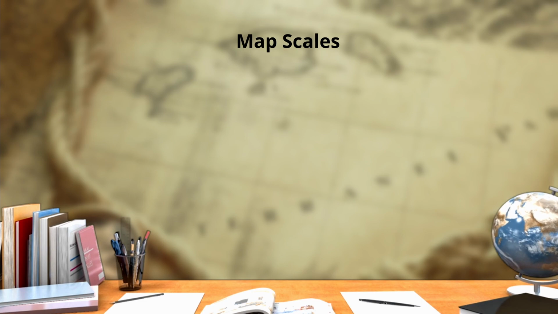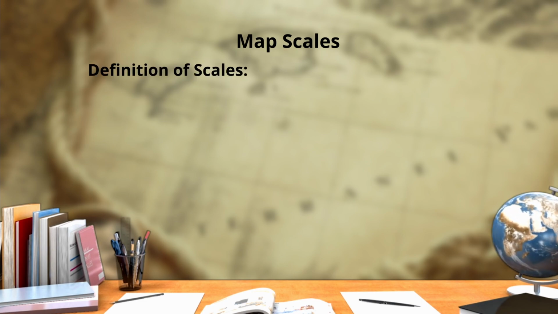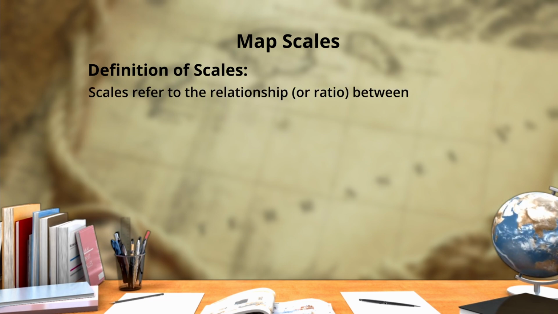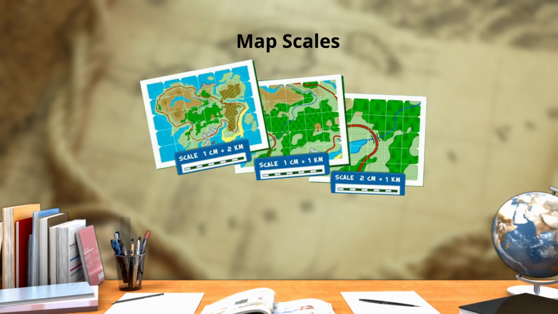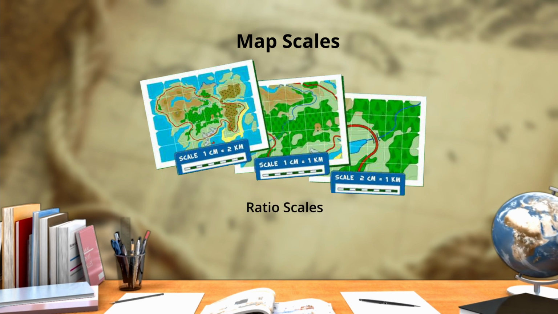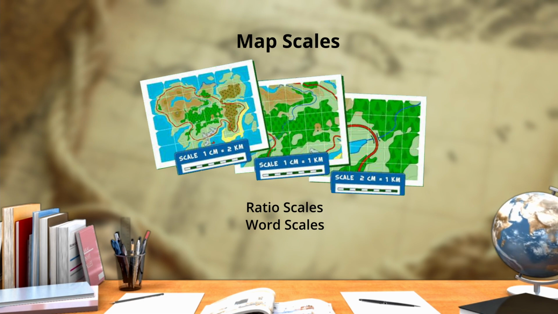Before we go to the different scales, let's look at the definition of a scale. A scale refers to the relationship between the distance on the map and the corresponding distance in reality or the ground. We have three types of scale: ratio scale, word scale, and linear scale.